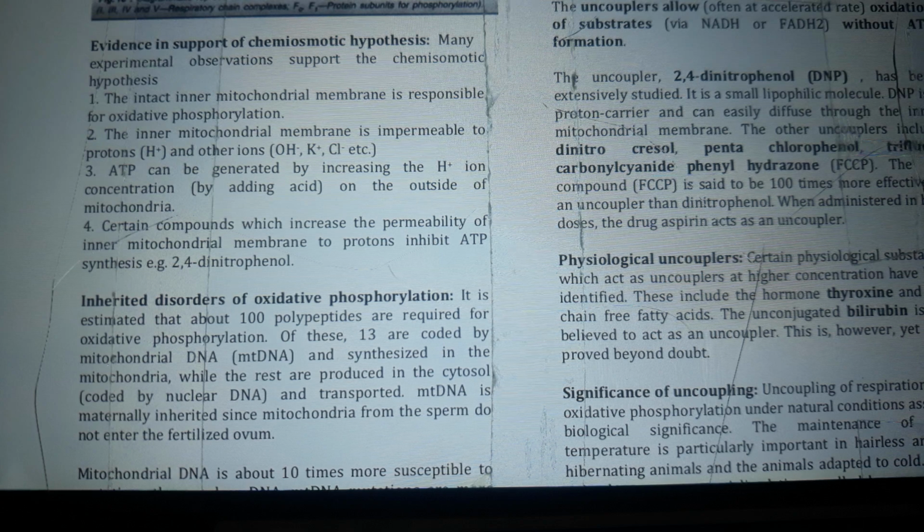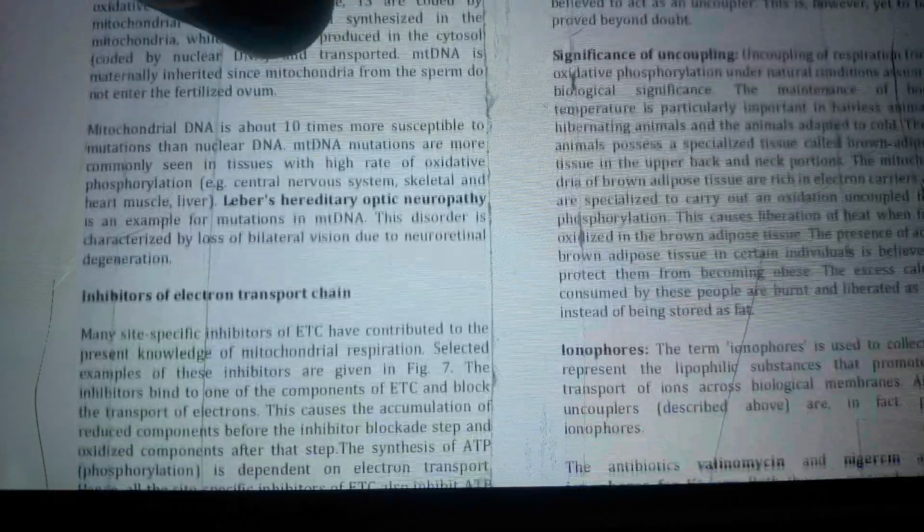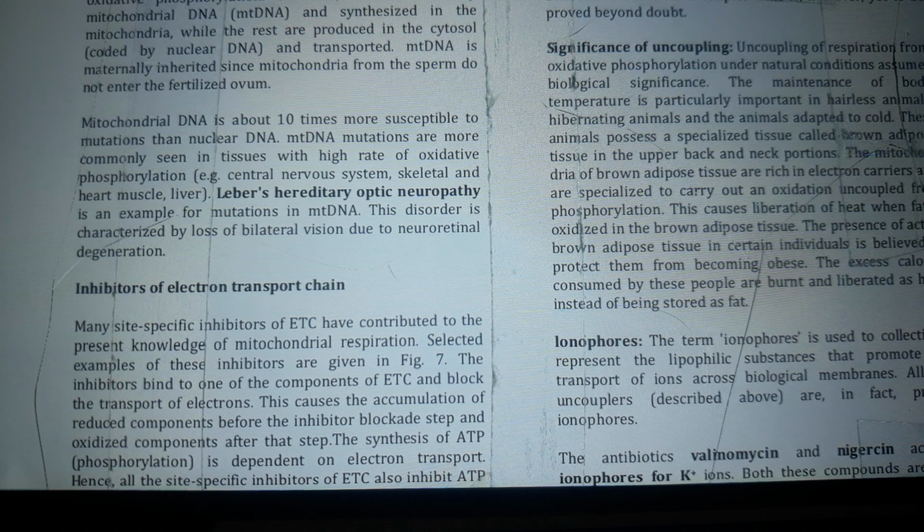Mitochondrial DNA is about 10 times more susceptible to mutations than nuclear DNA. Mitochondrial DNA mutations are more commonly seen in tissues with a higher rate of oxidative phosphorylation, for example, the central nervous system, skeletal muscle, heart, and liver. Leber's hereditary optic neuropathy is an example of mutations in mitochondrial DNA. This disorder is characterized by loss of bilateral vision due to neuroretinal degeneration.